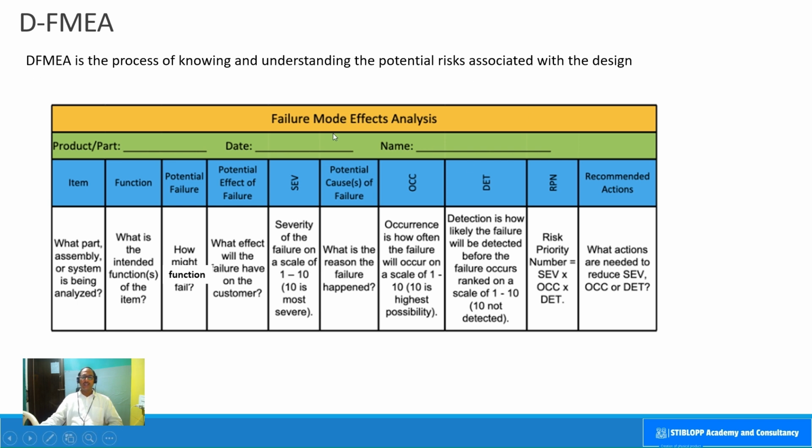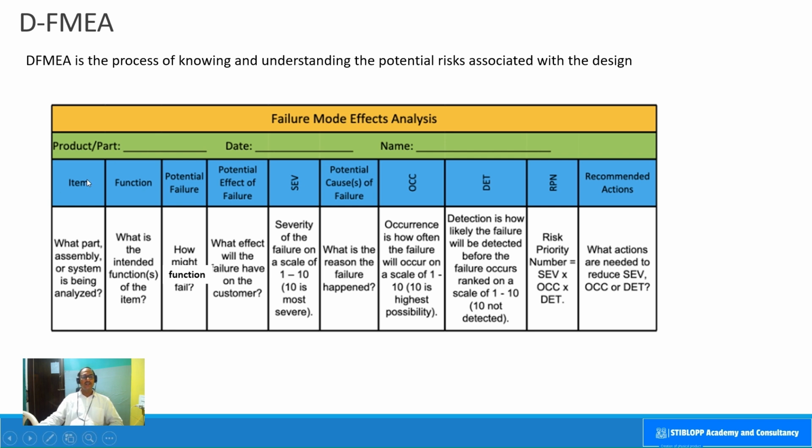You can also see that the FMEA table has several columns. The first column, what we observe here, is item. Under this column, we need to enter the name of that particular item or system. If it is a system, then it is an SFMEA. If it is a particular item or a component, then it is a DFMEA or a design FMEA. Then comes the function of that particular component. What is the intended function of that particular item?